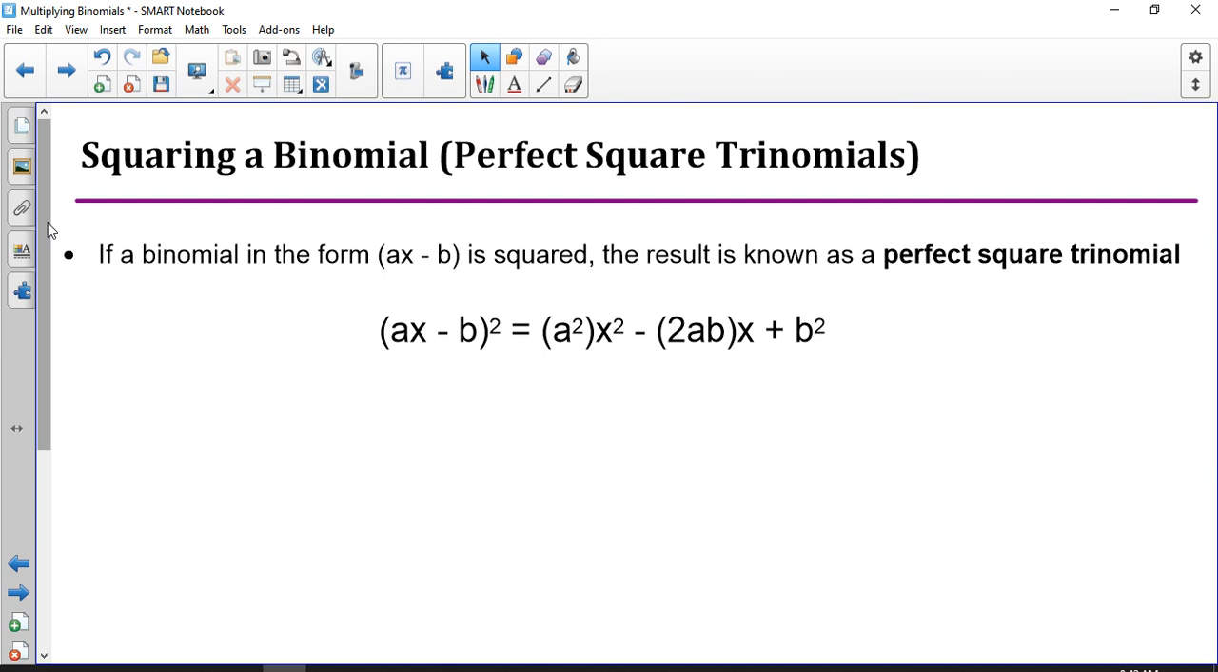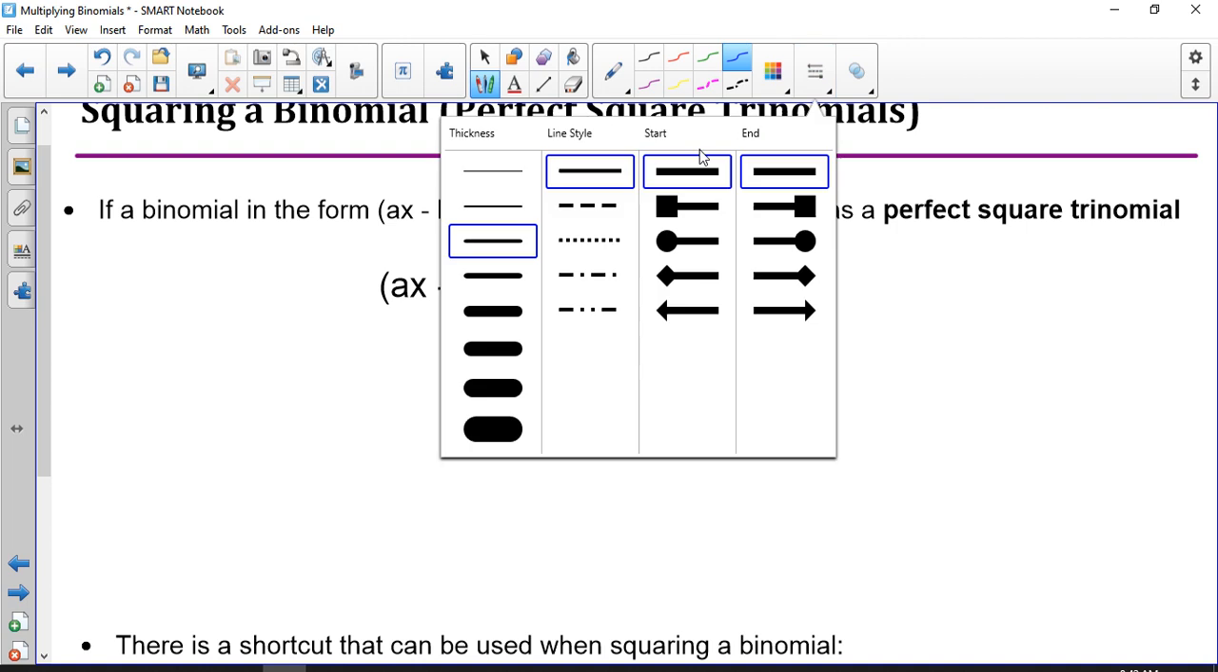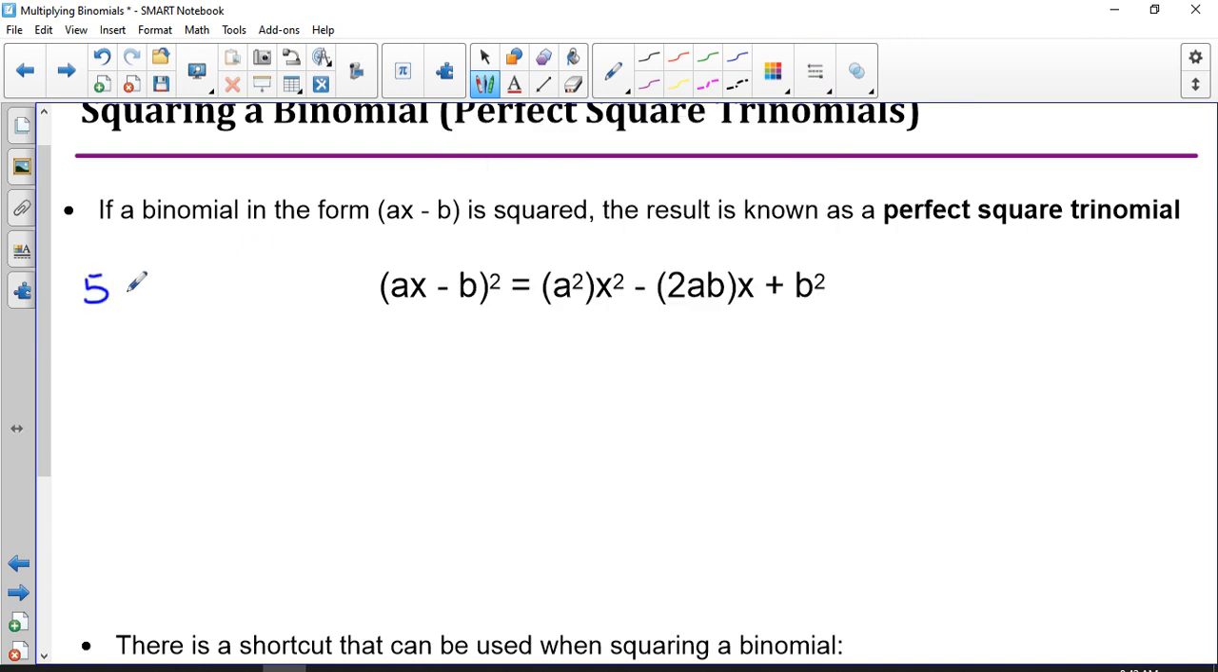So when we take a binomial and we square it, what we end up getting is called a perfect square trinomial. That comes from our knowledge about squaring numbers. If I take a number like 5 and I square it, I end up getting 25, and 25 is what we call a perfect square. Anytime we take a value and square it, the resultant value is known as a perfect square. The same is true if we take a binomial and square it. The result is called a perfect square trinomial.